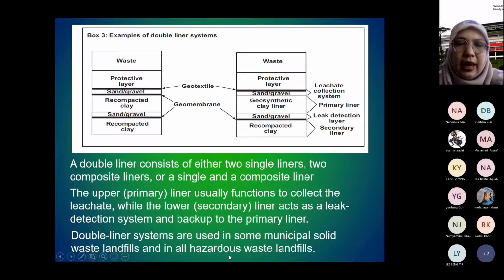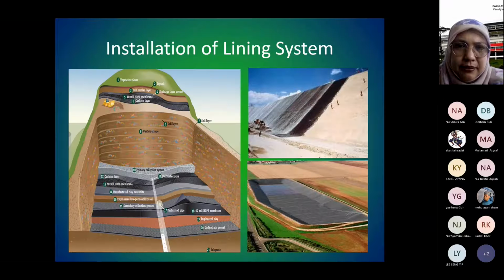For the double liner system, it can be used in some municipal solid waste landfills, and it is also appropriate for hazardous waste landfills. You know that industrial waste that cannot be treated anymore will need to be sent to a secure landfill, and this kind of liner system will be used for hazardous waste landfills. Okay, so that's about the lining system.